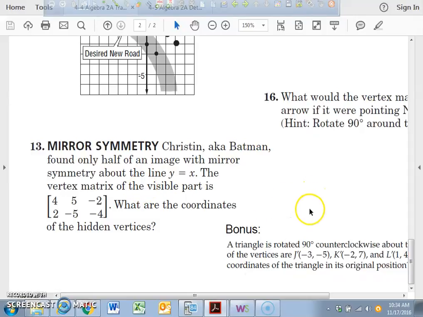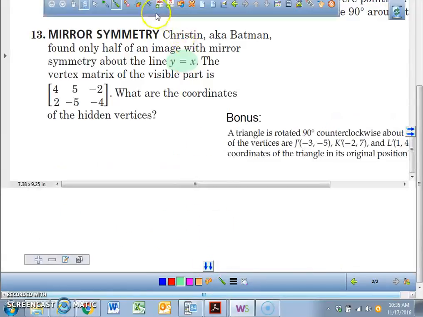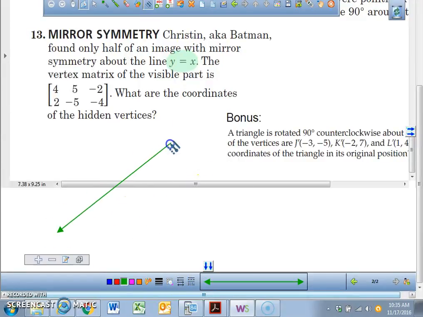All right, found only half of an image with mirror symmetry about the line, keyword, y equals x. So the vertex matrix of the visible part is this. We have to find the coordinates of the hidden vertices. So basically, here's the issue. We've got a line called y equals x. So I'm going to draw the line. That's y equals x, approximately. That's what y equals x looks like.